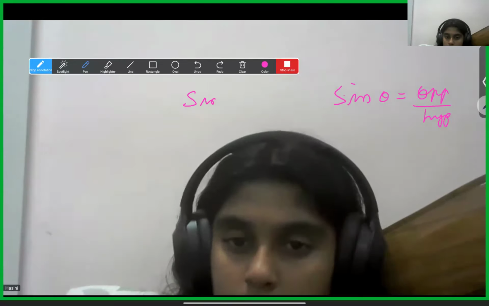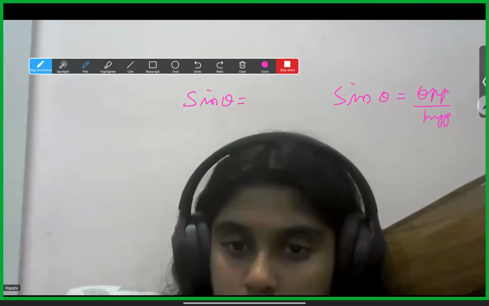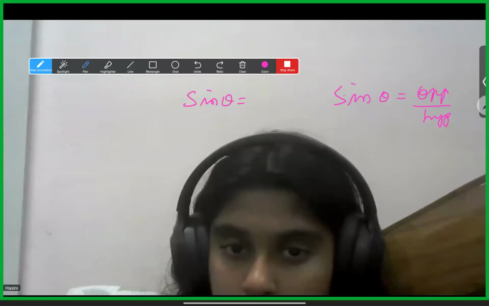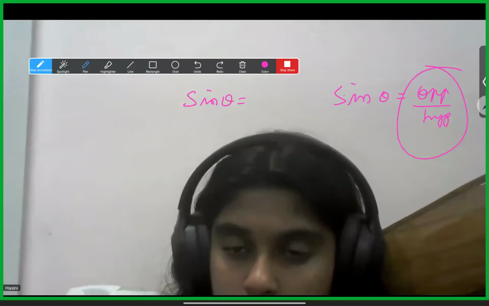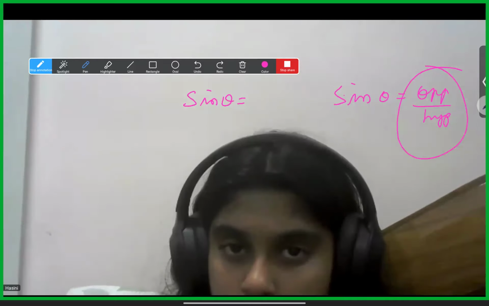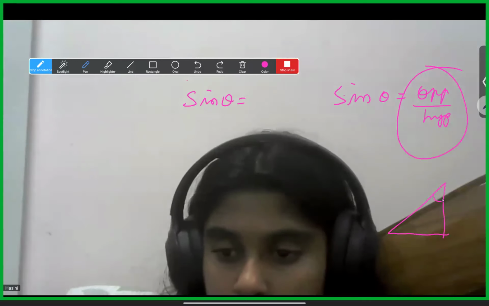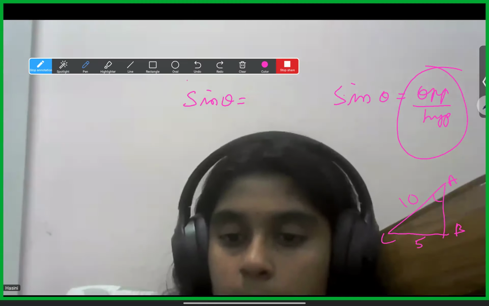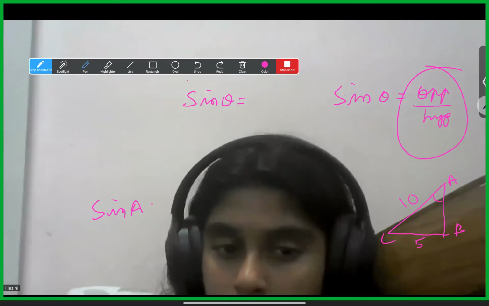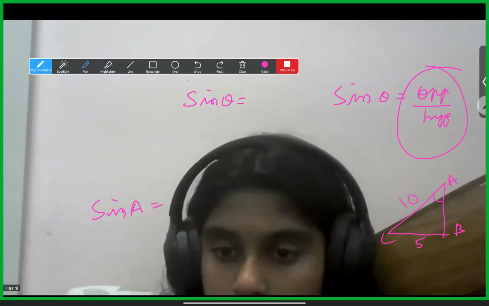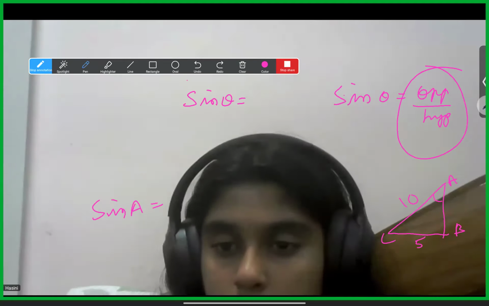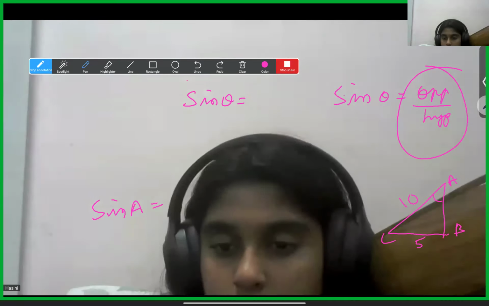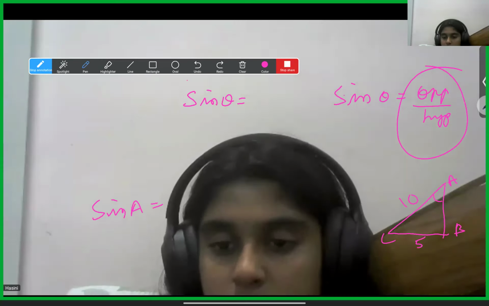For the opposite side, generally we call this the perpendicular, but it depends on the position actually. For example, let us take this hypotenuse as 5 or 10. Can you tell sine A, Hasni, for this figure? With your knowledge, sine A is equal to AB by BC, which is x by 5.